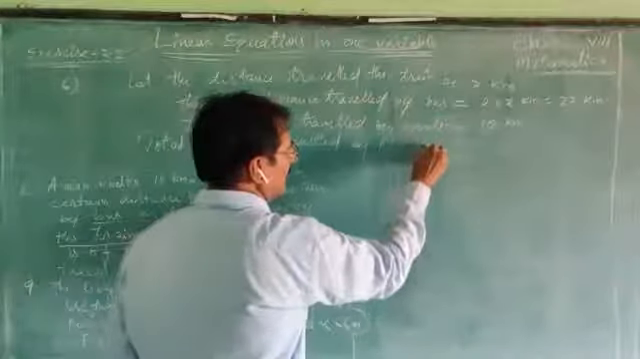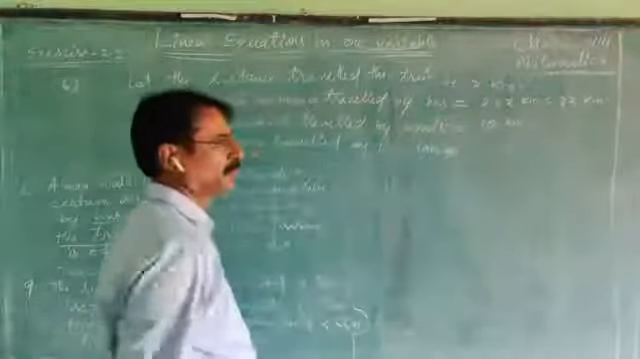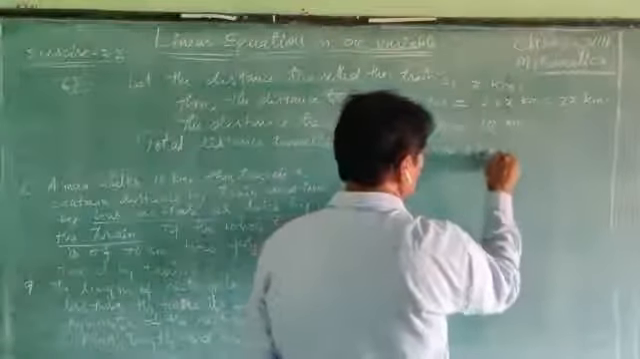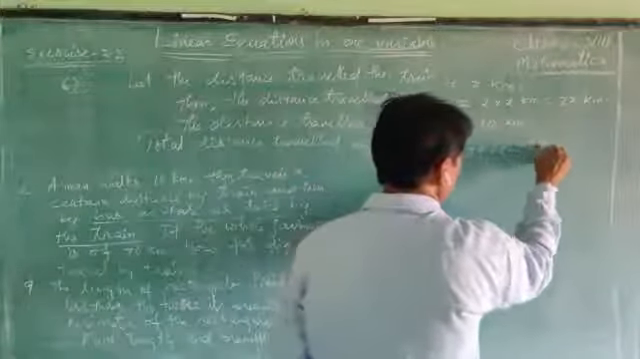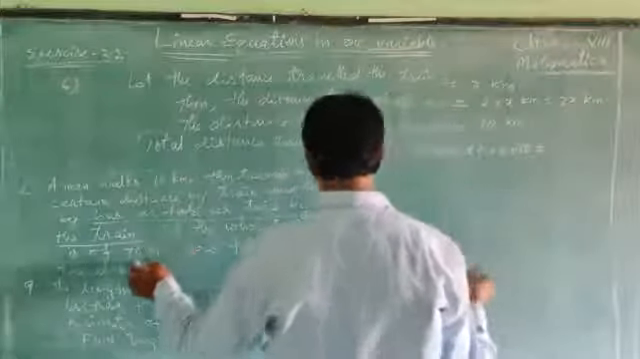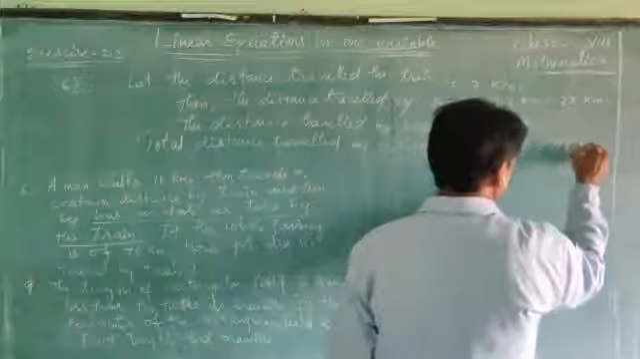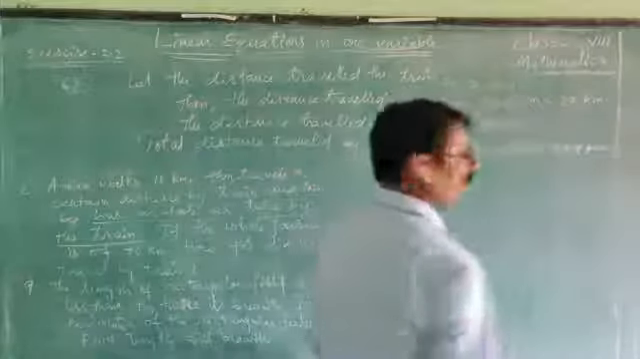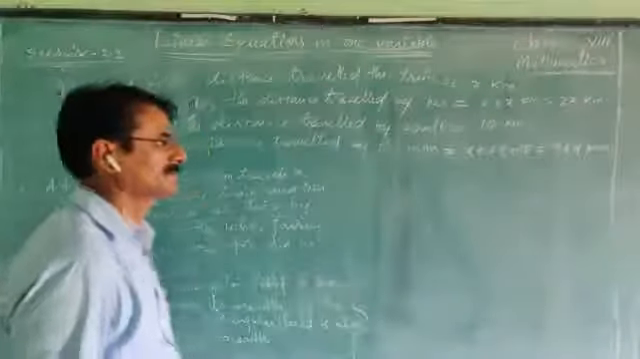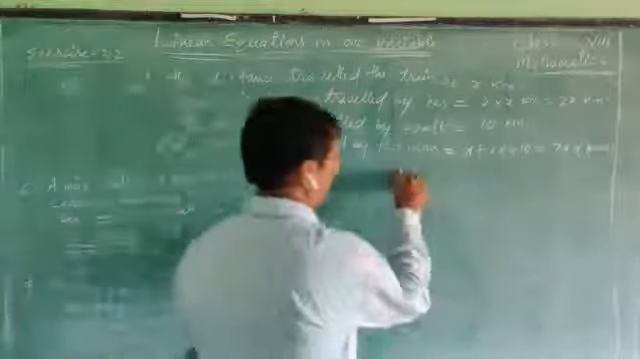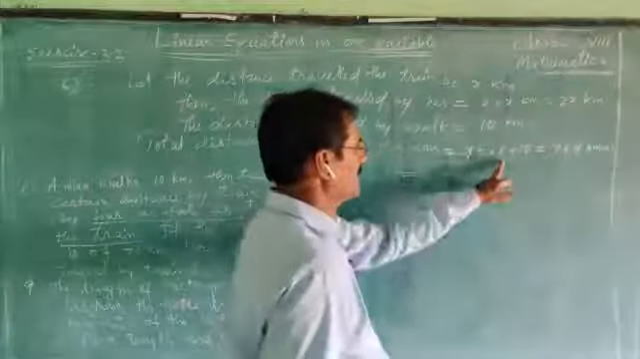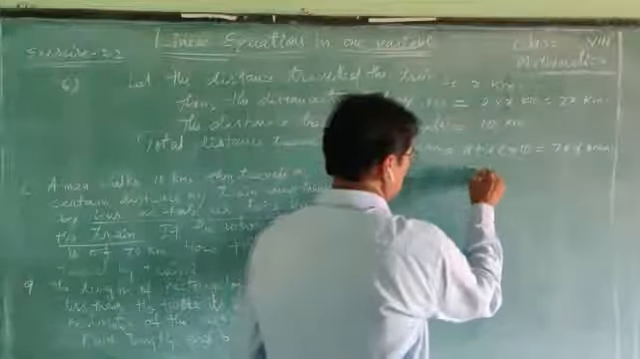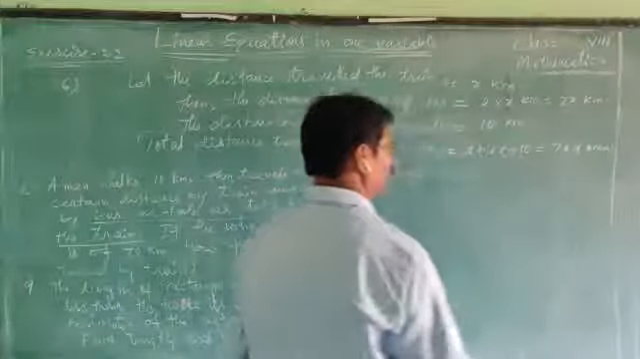The man equal to x, 2x plus 10 equal to the total distance given, 70 kilometers. It is given 70. We can write it like that also. Now simplify it. These two are like terms: 3x plus 10 equal to 70.